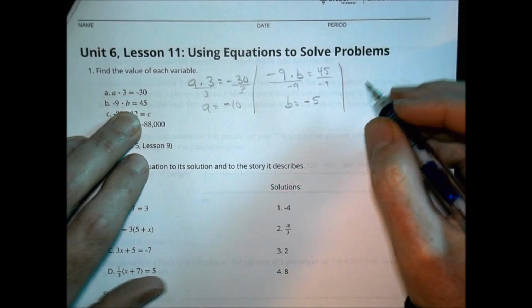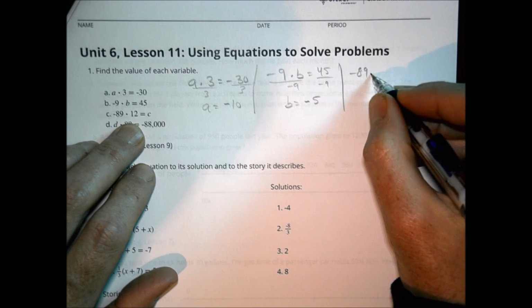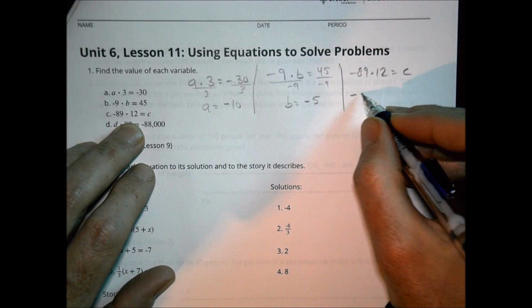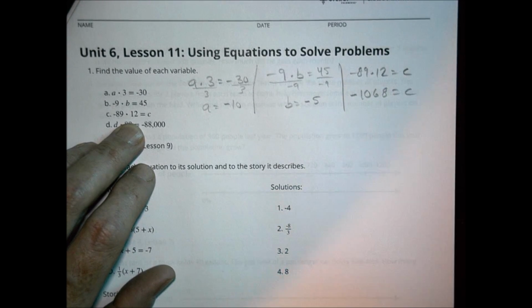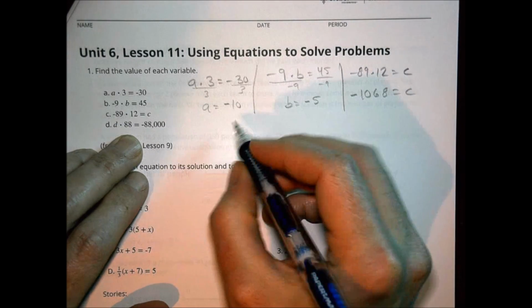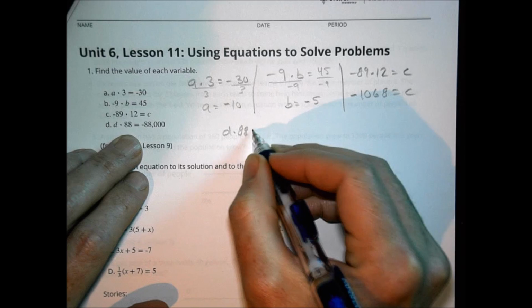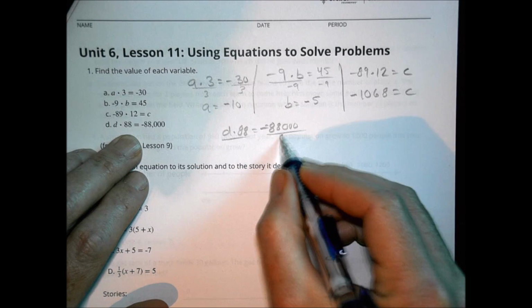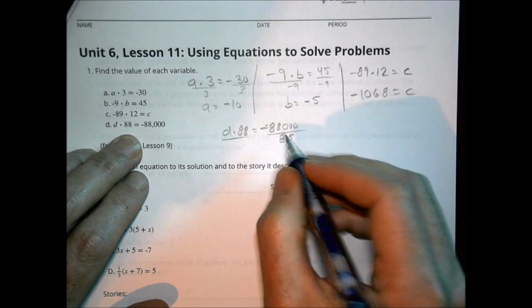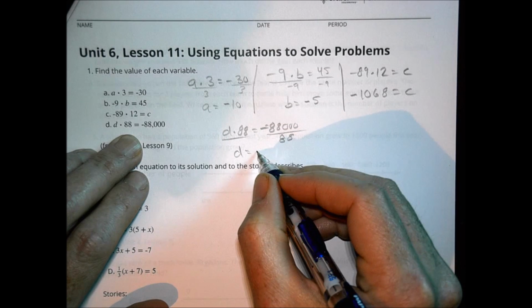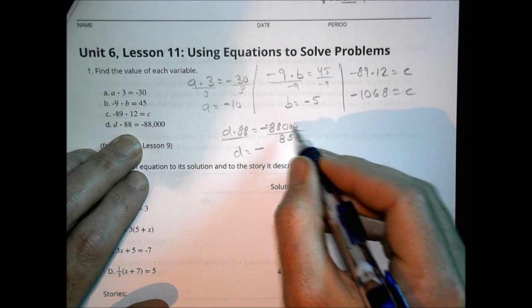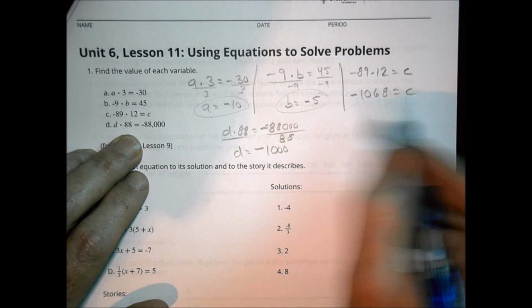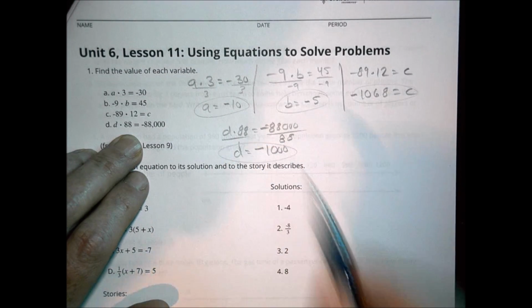For c, we have negative 89 times 12 equals c. Negative 89 times 12 is going to be equal to negative 1068, and that equals c. That's all there is to that one. And finally d, we have d times 88 equals negative 88,000. So let's divide both sides by 88. Okay, and so d is going to equal negative, since negative divided by positive is a negative value, and 88,000 divided by 88 is simply 1,000. So that becomes our a, our b, our c, and our d values for those ones.